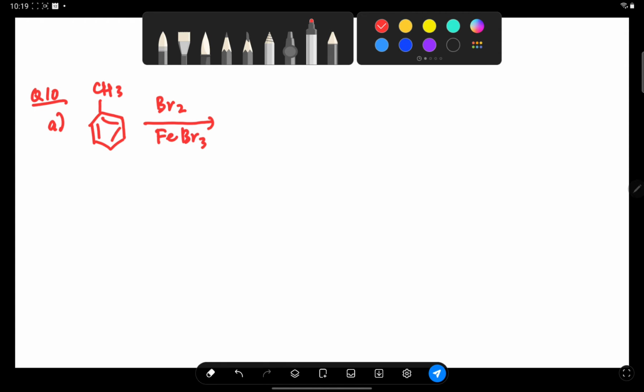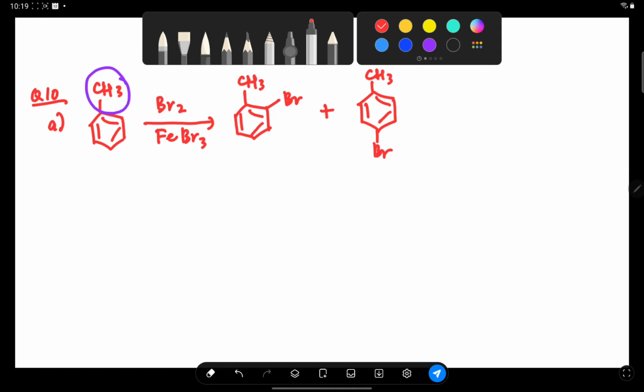FeBr3. So, kalau Friedel-Crafts acylation ke, alkylation ke, depan ni mesti aluminium. Kalau bromination, chlorination, depan ni mesti iron. Okay. So, ini jawapan ada dua sebab dia ada CH3 ni. Sebab CH3 will act as OP director. So, it will direct location bromine to the location 1, 2 plus location 1, 4.